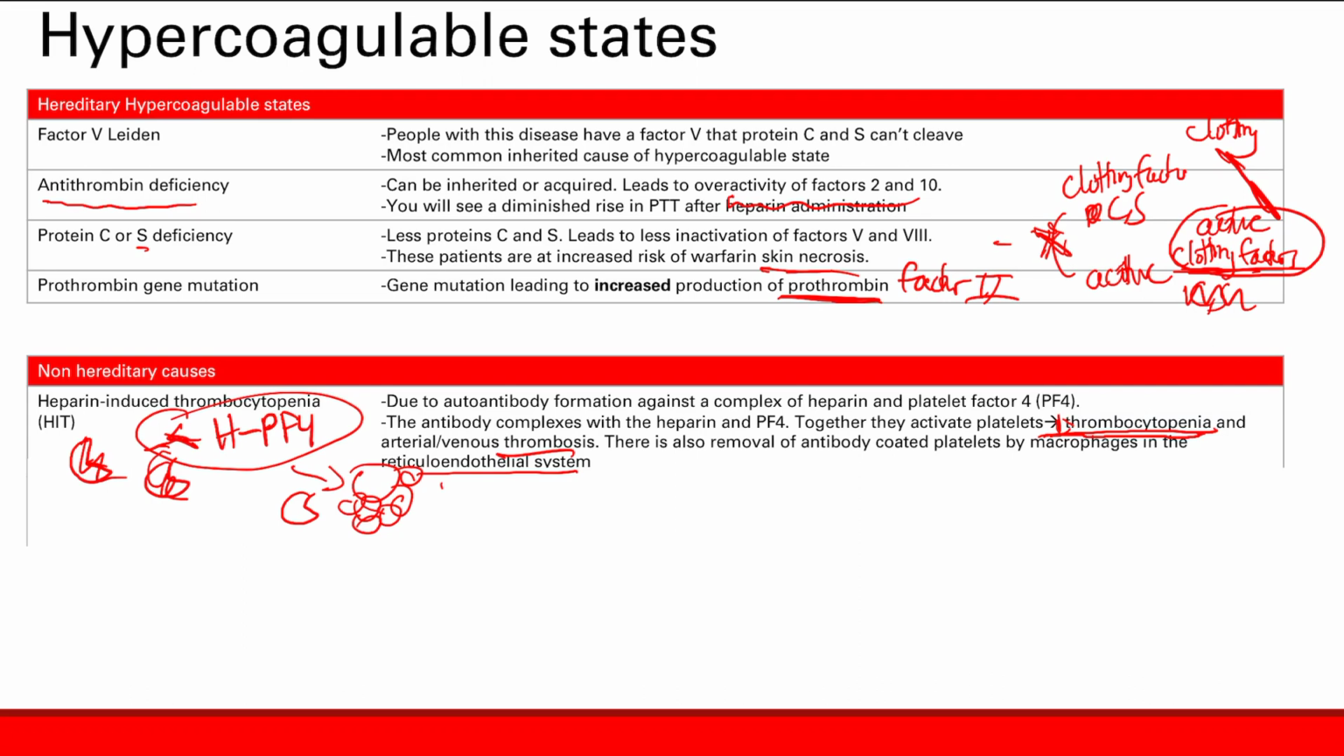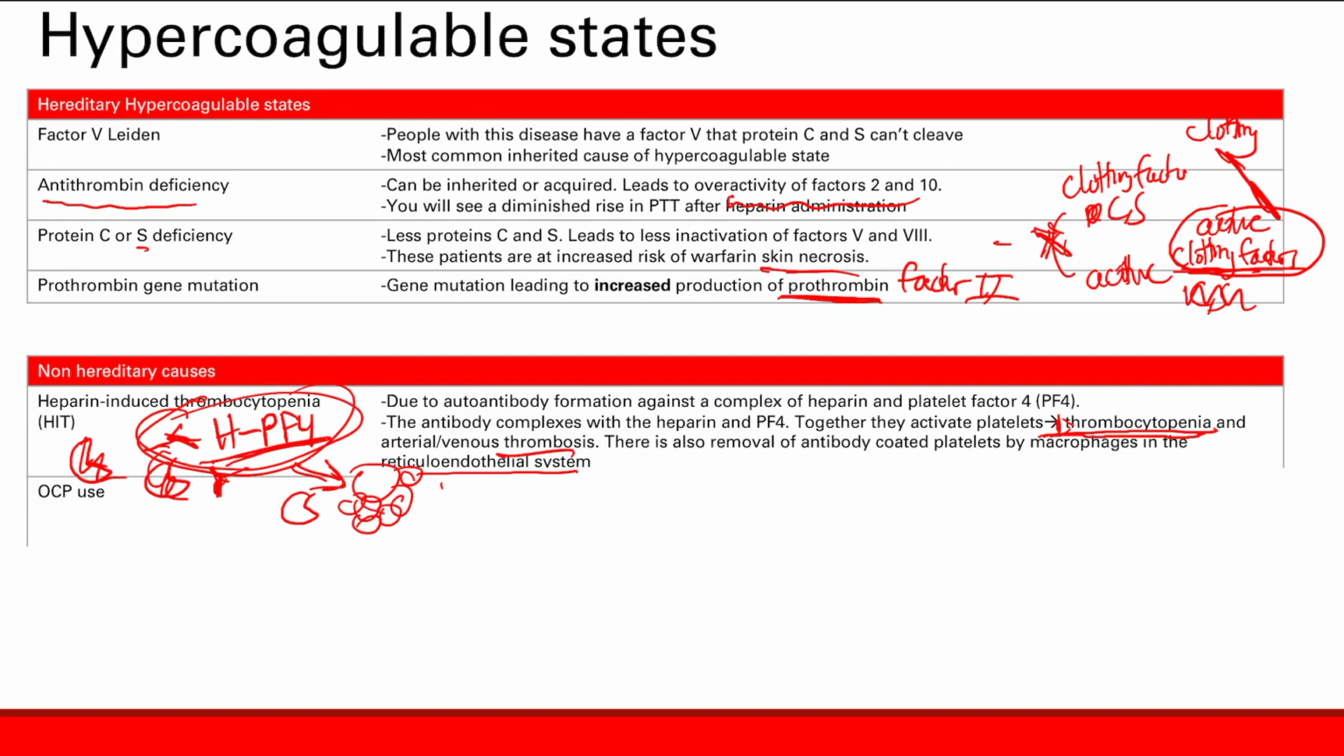Again, you normally have this heparin platelet factor 4 complex, and then you get these antibodies against it, and this whole complex activates platelets. You get consumption, you get thrombosis, you get decreased platelets, so it's hypercoagulable.